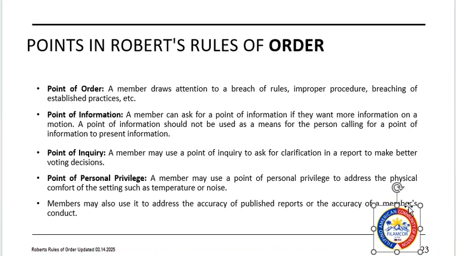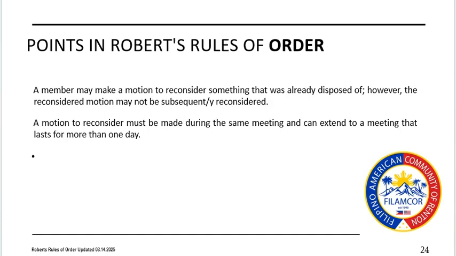Points in Robert's Rules of Order. Asterisk note. A member may make a motion to reconsider something that was already disposed of. However, the reconsidered motion may not be subsequently reconsidered. A motion to reconsider must be made during the same meeting and can extend to a meeting that lasts for more than one day.